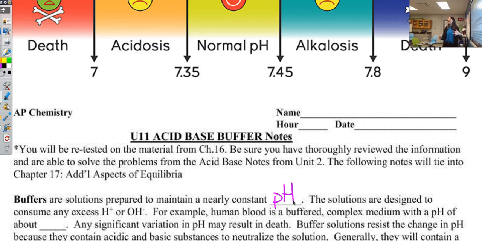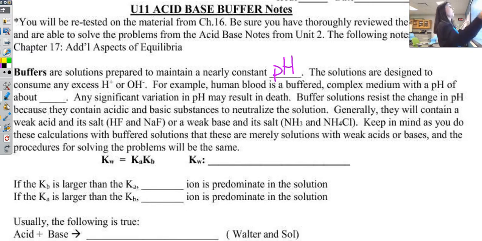And so you can have something that is called acidosis, which probably means what? Yeah, high acid levels. There are different terms, but something that's called alkaline, it means what? Versus something that's acidic. Alkaline just means it's more basic. So the solutions are designed to consume any excess H plus or OH minus, and it naturally does this. That's what a buffered solution does.